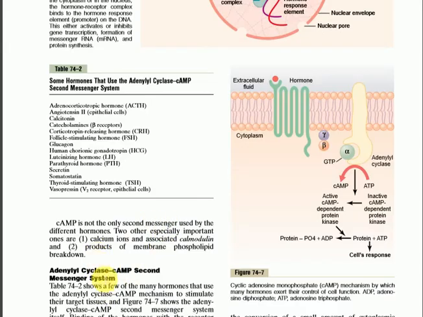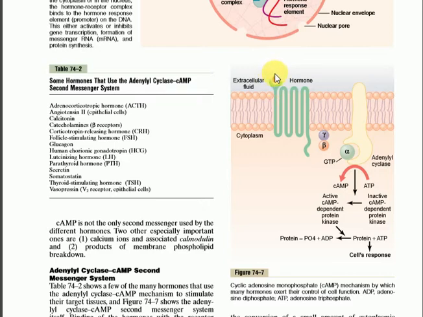Next mechanism is the adenylyl cyclase cyclic AMP second messenger system. Here, why is cyclic AMP known as second messenger? Because the first messenger is the hormone which activates or initiates or stimulates the reaction. Then all next steps are carried out with the help of cyclic AMP. This is similar to the previously discussed mechanism. This is the receptor present in the cell membrane, and some part of it is present outside the cell membrane.